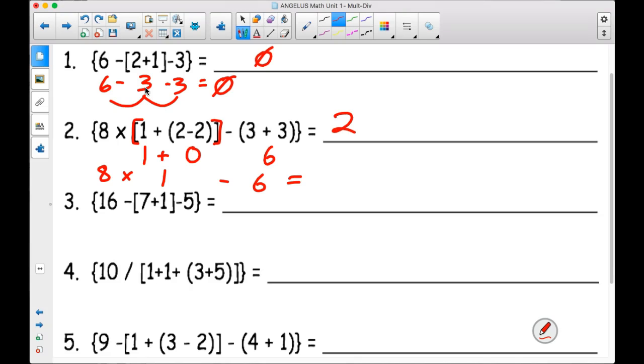First you do 7 plus 1 because there's no parentheses. Good. And I got 8. Good. And then you have to do 16 minus 8 minus 5 because the braces are next. Excellent. And then I got 3. Let's see. 16 minus 8 is 8. 8 minus 5 is 3. Who got 3? Awesome. Let's keep going.